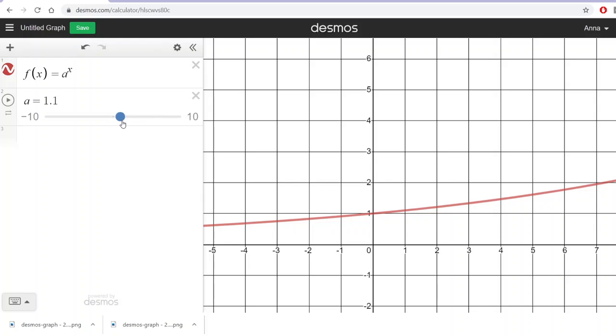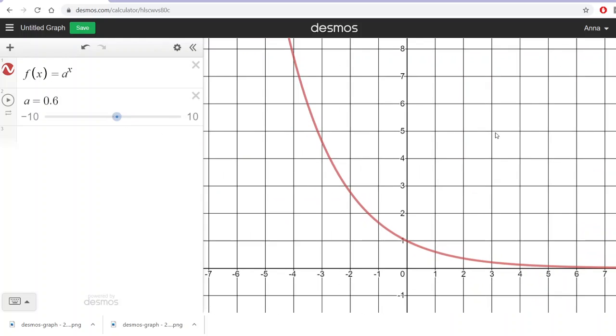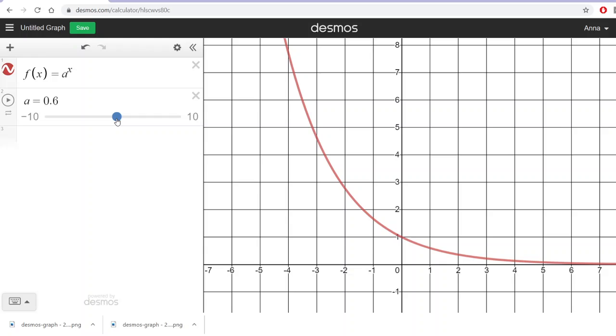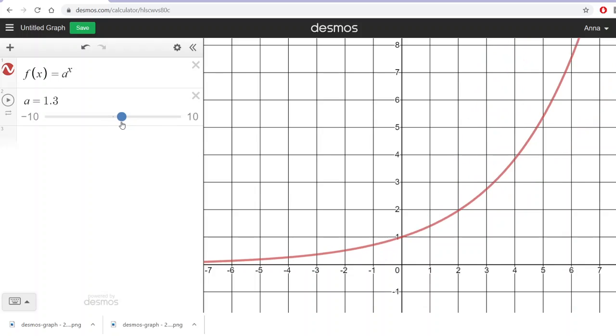Now, if I pull a to be less than 1, that's where we start seeing that flipped shape, right? Where it's going up to the left and down to the right. And notice that if a is less than 1, now the smaller that a gets, the steeper the graph gets. It's basically because of that whole reciprocal thing that happens with the negative exponents. Now, if I go back and forth, one thing you might notice is that the y-intercept stays the same, right? That's because any number to the 0 power is 1. So that's why you always have this y-intercept at 1.